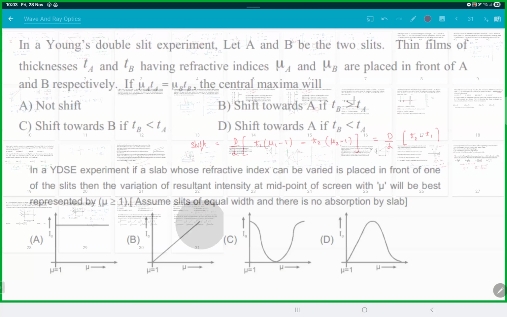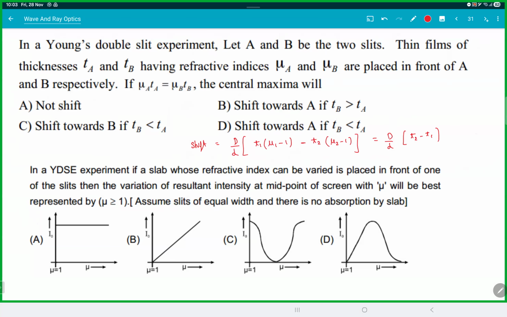So now see, if t2 is greater than t1, it is positive, meaning it will shift upwards. Right? A and B are two slits, so you will shift towards A. If t2 is less than t1, you will shift towards B. Clear? So this is tB and this is tA. I think that is better to write. Shift towards A. Yeah, B is the answer.